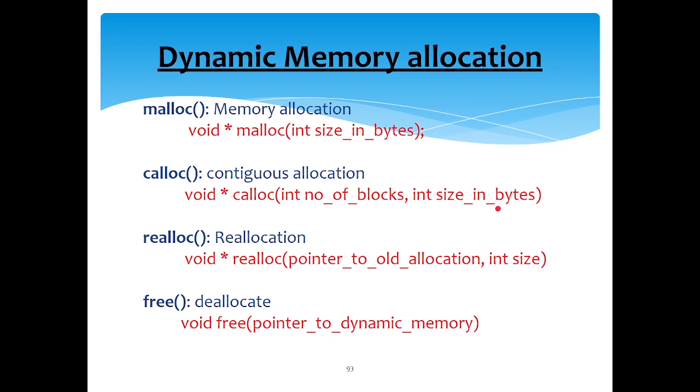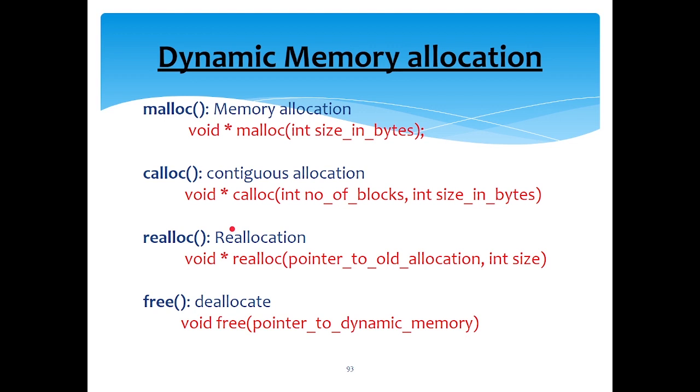In simple words, the calloc function in C is used to allocate a specified amount of memory and then initialize it to 0. You can check that right here. The function will return a void pointer to the memory allocation. This is about calloc, and next is realloc.